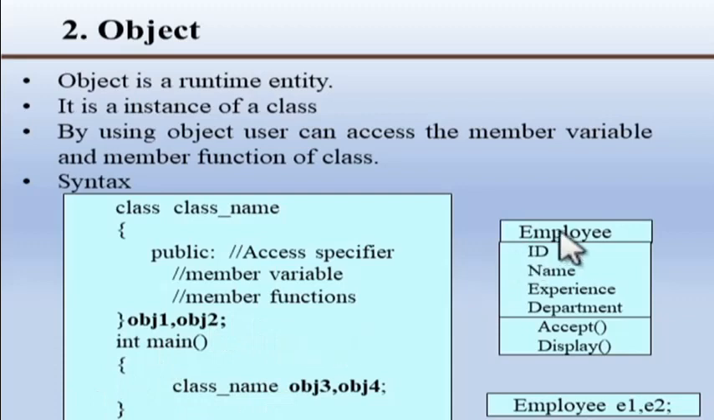For example, here employee is a class. Then you can create the object of employee, that is employee, and then e1, e2 are the objects for the employee class. By using object, user can access the member variables and member functions of a class. Means for calling functions, we require objects.